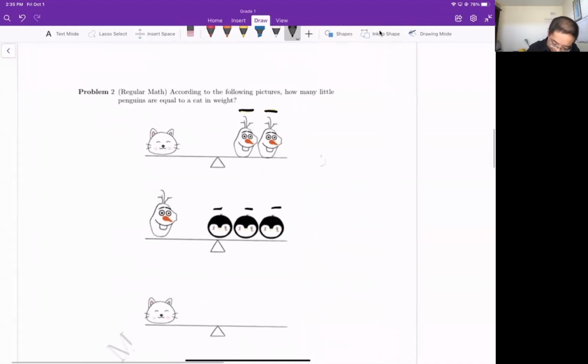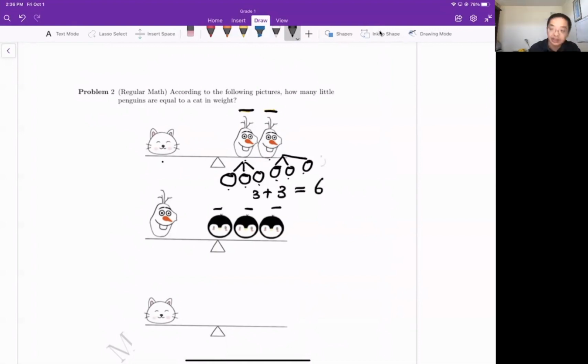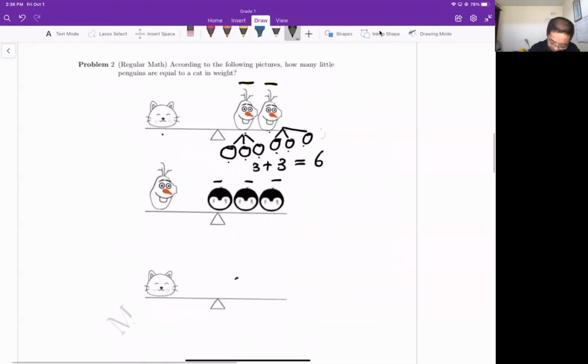Okay, if we look at the picture, 1 cat equals 2 olives. Each olive equals 3 penguins from the second picture. Therefore, if we combine this together, it's 1, 2, 3, 4, 5, 6. So what we have is 1 cat equals 6 little penguins in terms of weight. So we can put it right here. So it's 6, 3 plus 3 equals 6.